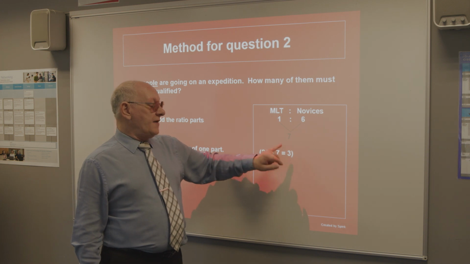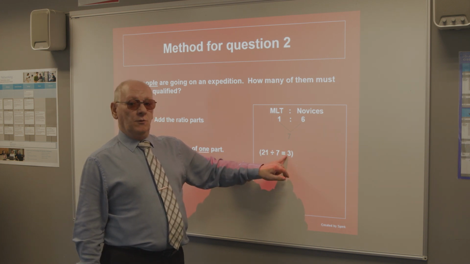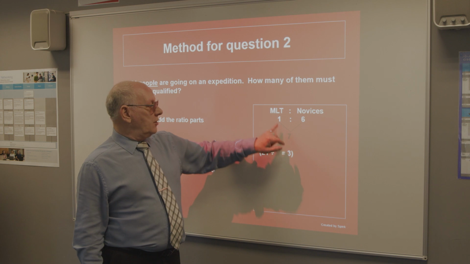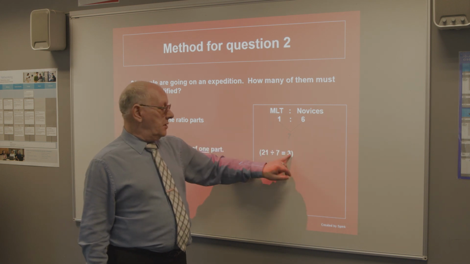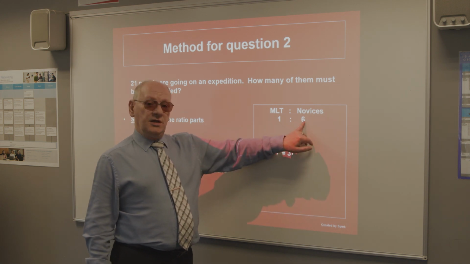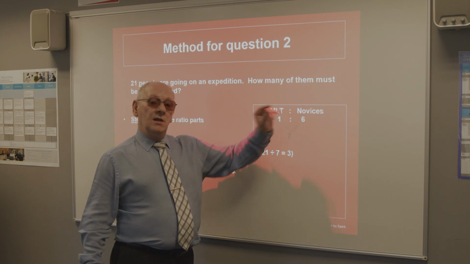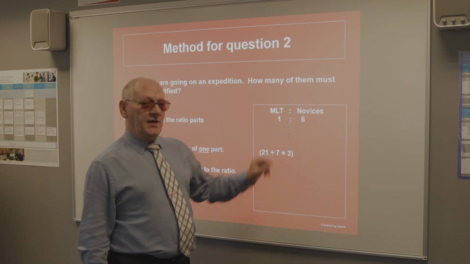So every part is worth 3 people. 3 times 1 is 3. 3 times 6 is 18. That's your working out. It's not the answer.